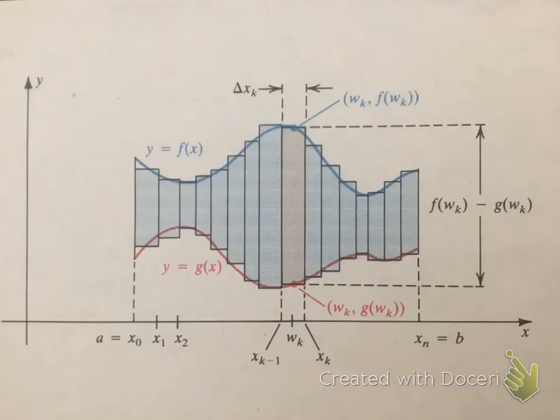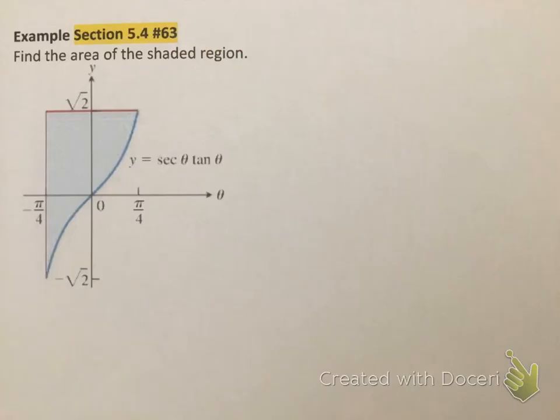Now, I've got another slide here that has a pretty good transparency, and you can see that this distance right here, they're calling my change in x, as that's getting smaller and smaller and smaller. And here's my length, which would be my f of x minus g of x. All right, let's see if you guys are ready for a couple of problems.